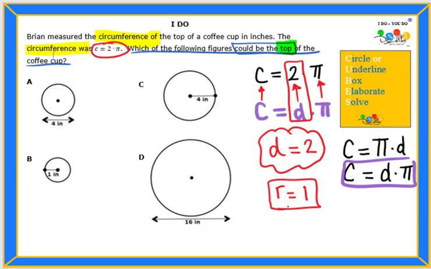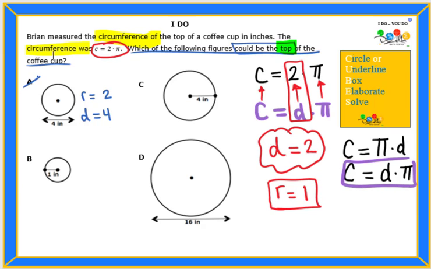So in this circle, the diameter is given because it is all the way across. So the diameter is 4, or the radius would be half, which means the radius would be 2. That is not my circle. My circle has a diameter of 2 and a radius of 1.